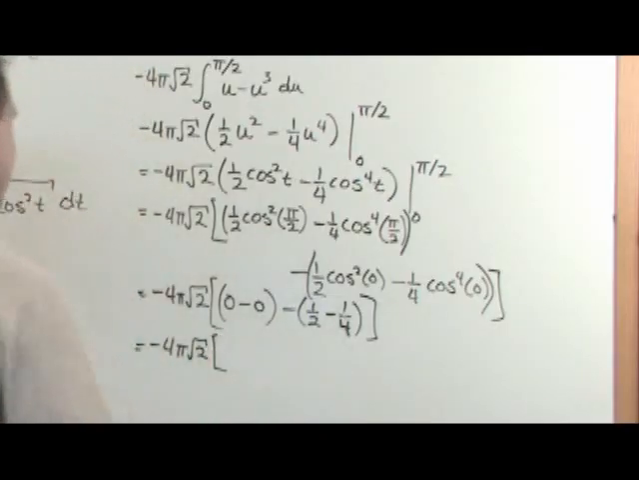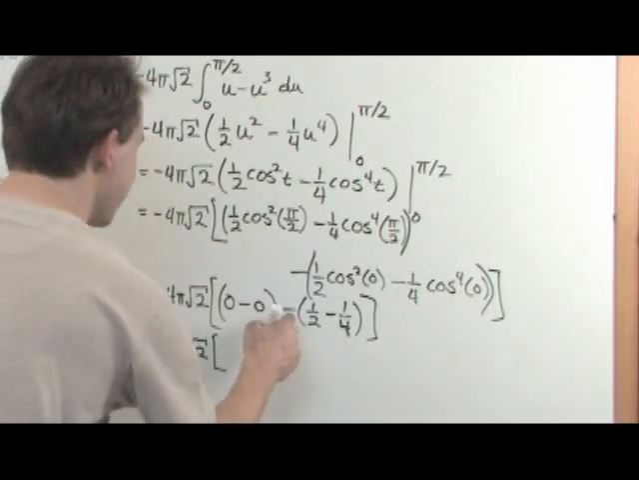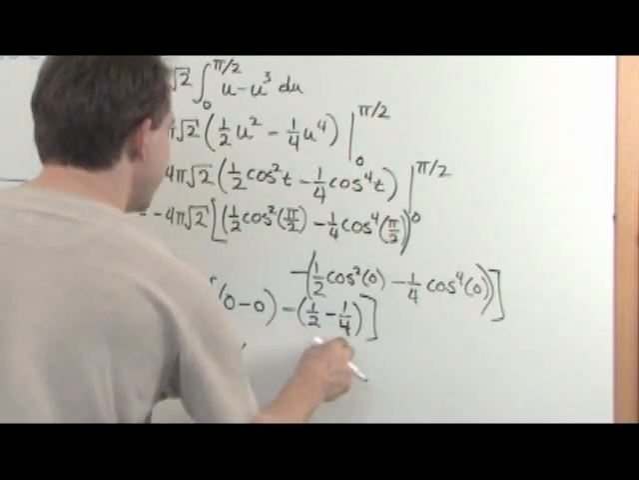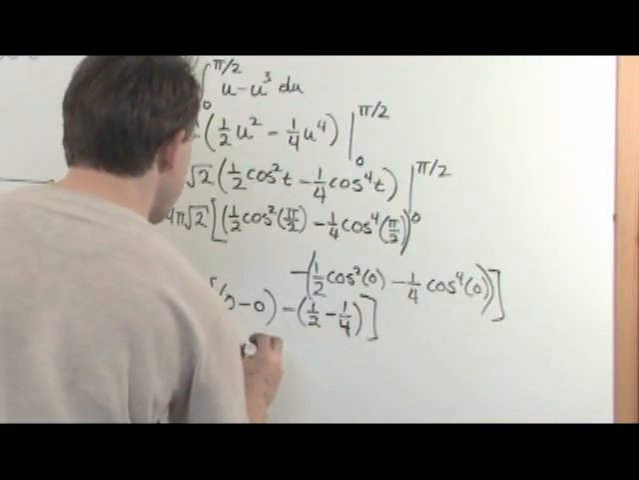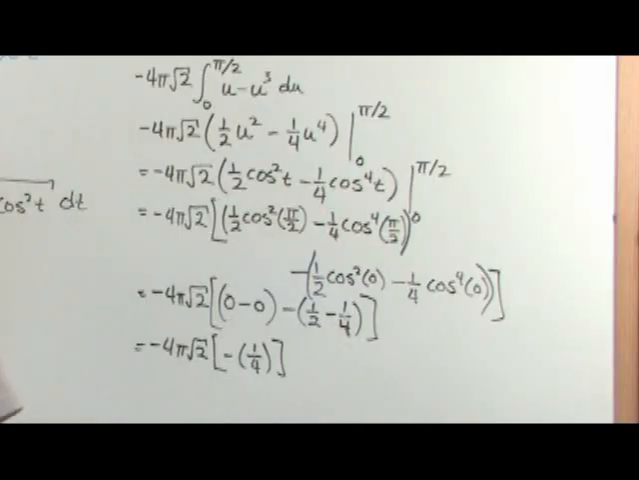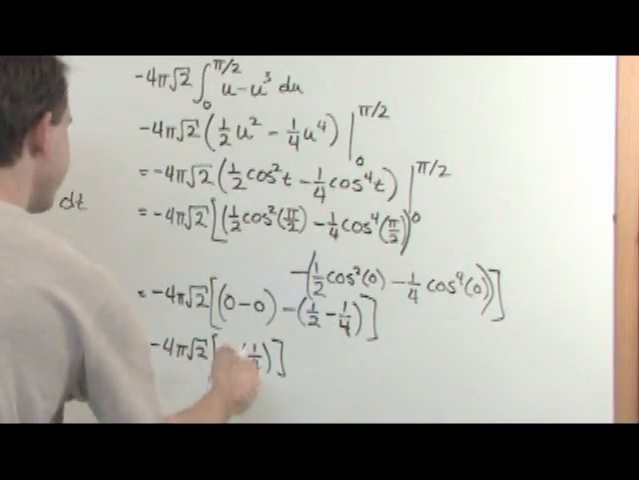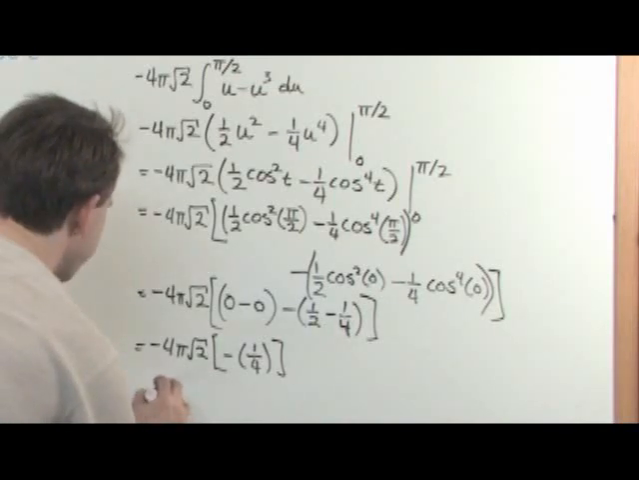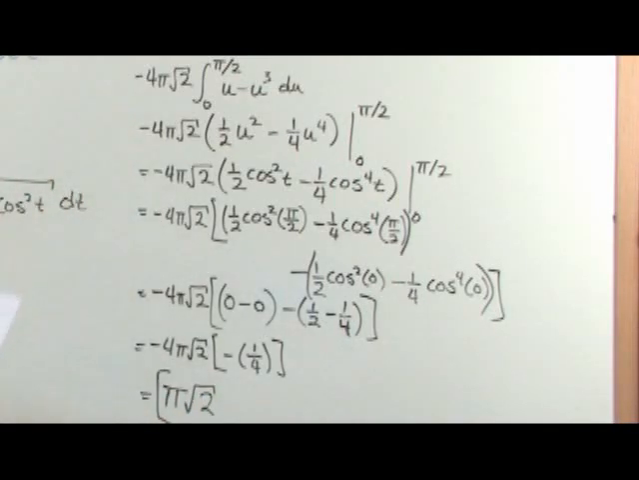And on the inside, this is just 0, so I'm going to have a negative sign here. And on the inside here, 1/2 minus 1/4, you should know is 1/4. Negative 1/4, because I have a negative sign out there. Negative times negative gives me a positive. 4 divided by 4 gives me 1. So in the end, it's pi times the square root of 2. And that is the final answer, pi times the square root of 2.